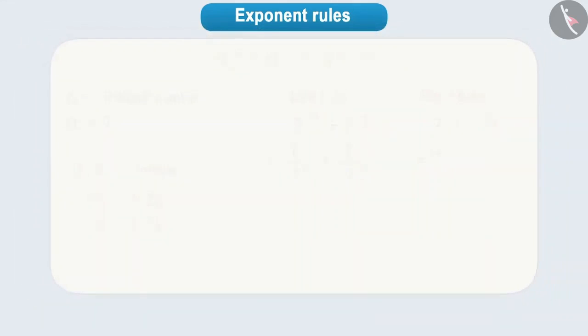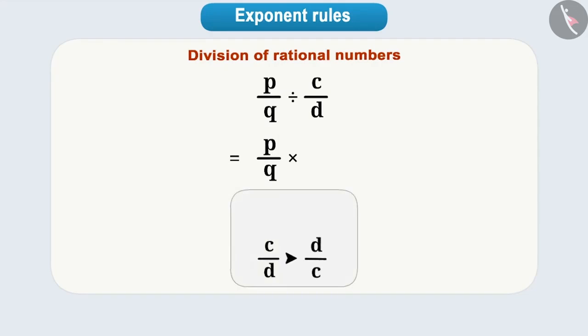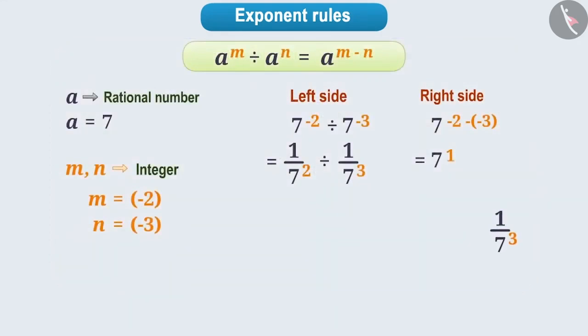Let's find out. Do you remember that when we divide rational numbers, we keep the first number as it is, then replace the division symbol with the sign of multiplication and take the reciprocal of the second number. Here, the inverse of 1 upon 7 to the power 3 will be 7 to the power 3. This gives us 7 to the power minus 2 divided by 7 to the power minus 3 is equal to 1 upon 7 to the power 2 into 7 to the power 3.